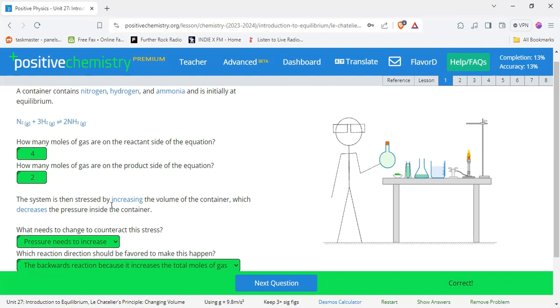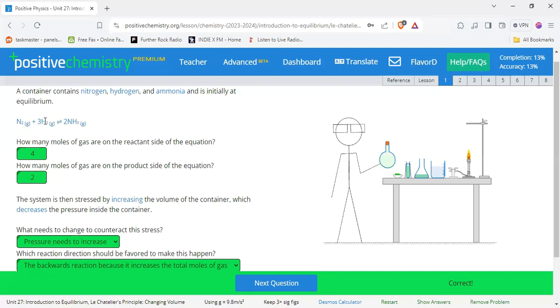So then you increase the volume. Now, that's going to favor the side that has the most moles. The one that fills the space better is the one with the most moles, and this one has 4. To counteract the stress, the pressure needs to increase. We are going to assume that nothing else happens, like the temperature doesn't change, and nothing else is changing about the system. So the pressure is going to increase because now it has room to increase.